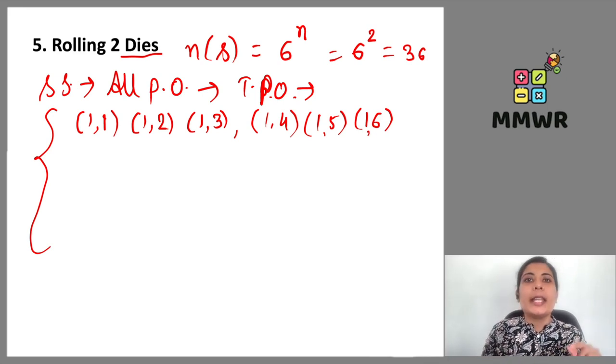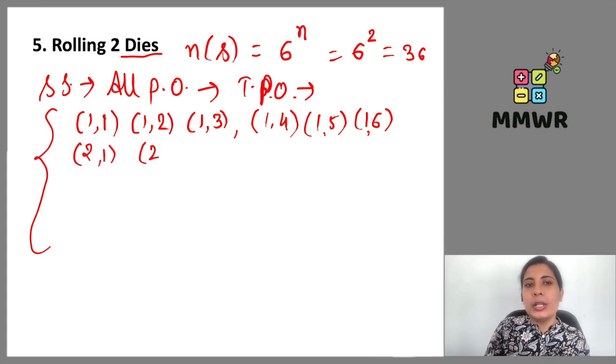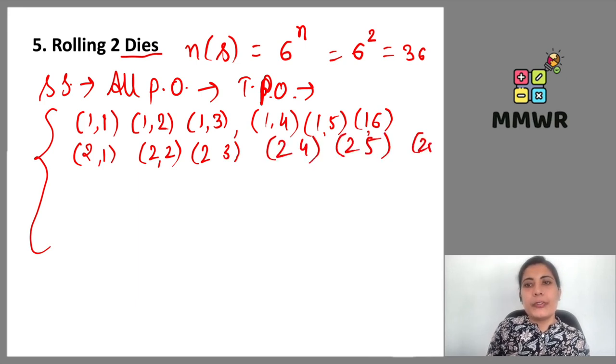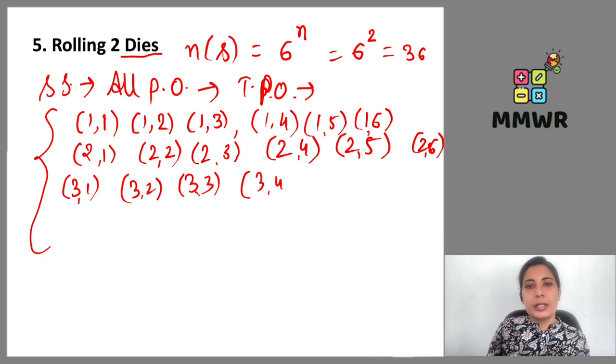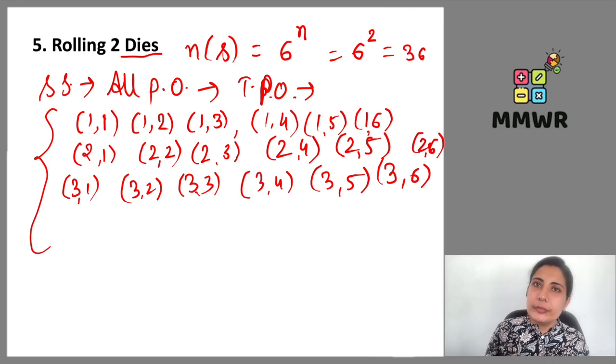Same thing can be done if I fix number 2 on the first dice, कि जब भी रोल कर रही हूँ नंबर 2 ही फर्स्ट डाई पे आ रहा है. सो 2 के साथ में कितने कॉम्बिनेशन? Of course 2 1, 2 2, then 2 3, then 2 4. Here also I will be getting 6 combinations, 2 5 and 2 6, right? 2 5, 2 6 like this. Similarly 3 1, 3 2, 3 3, 3 4, 3 5. This time I have fixed number 3 on the first dice.